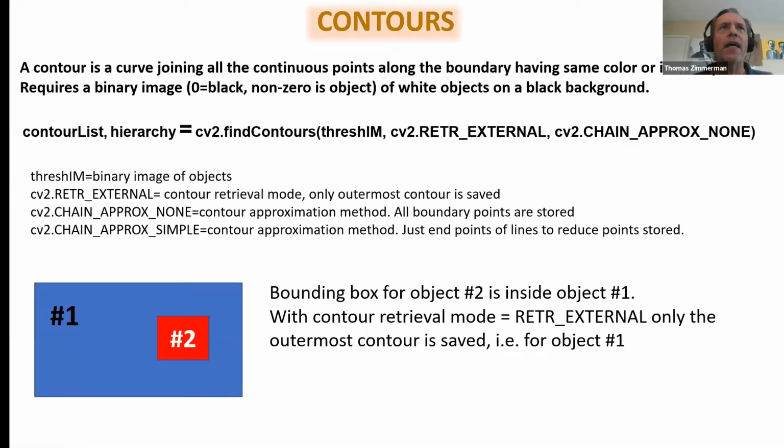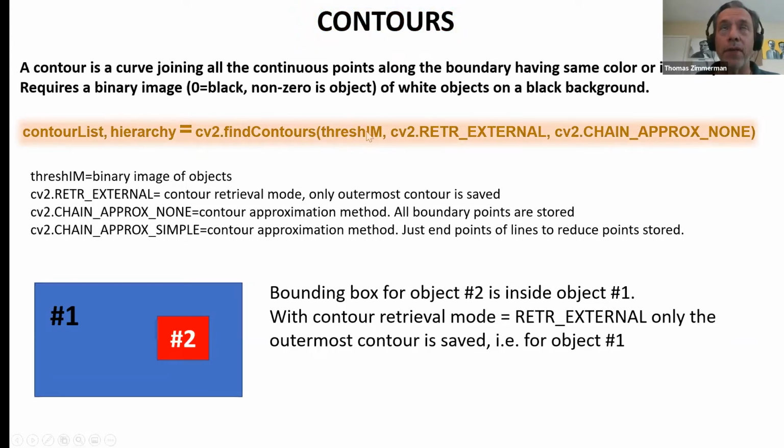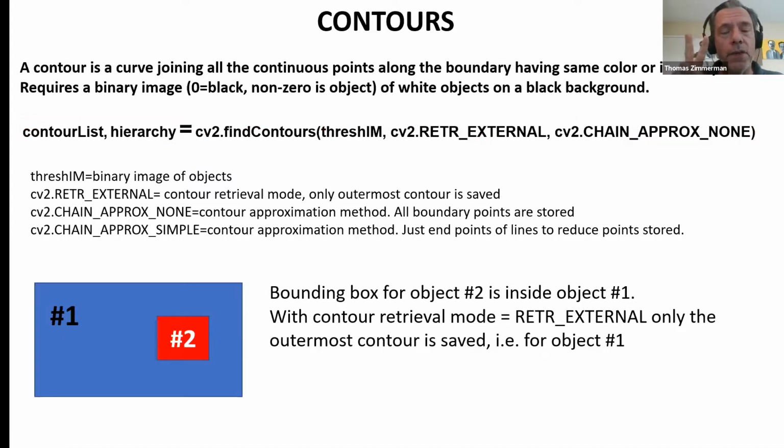So here are the findContours variables you give it. You give it the binary image, then you tell it, if it wants, how it deals with the hierarchy of objects in objects. And I'll talk about that in a second, what that means. And then the final one is, it's going to give you all the points around the contour. And it can do it two ways. It can give you all the points.